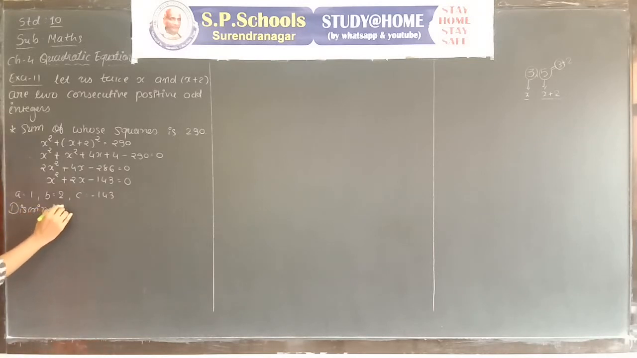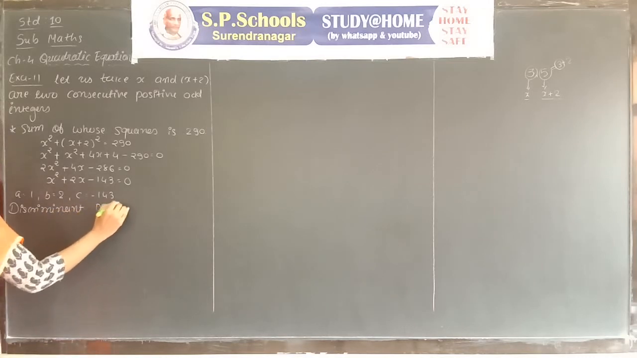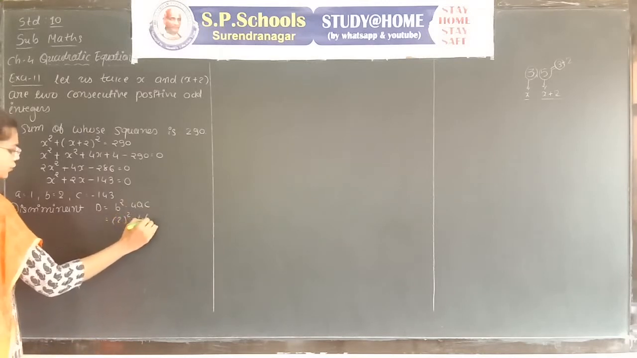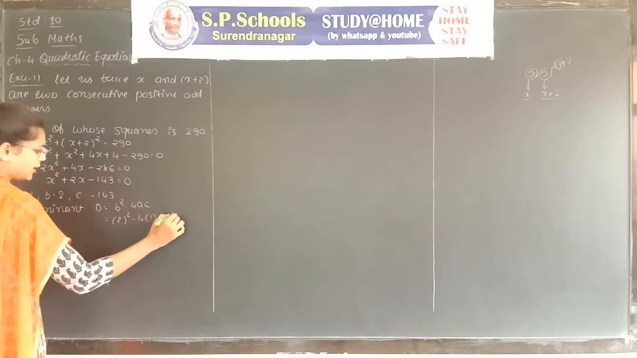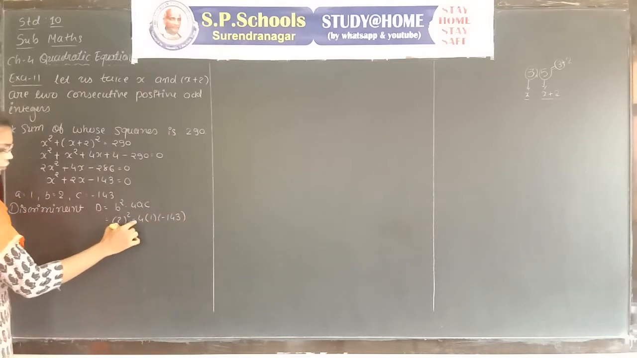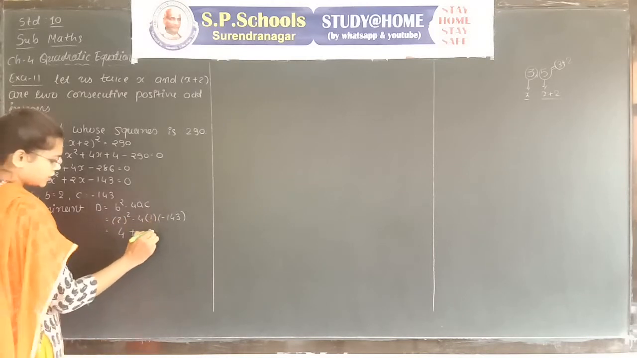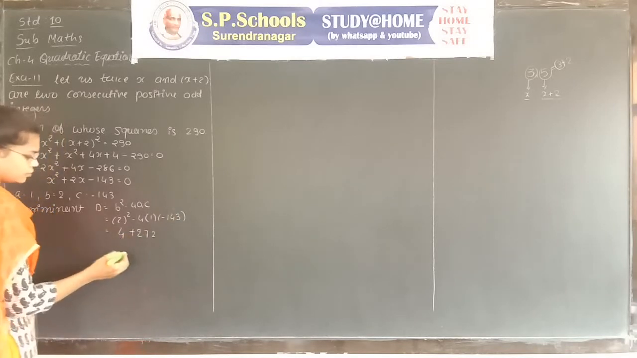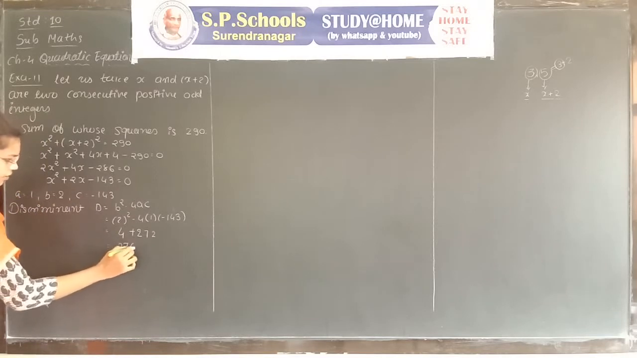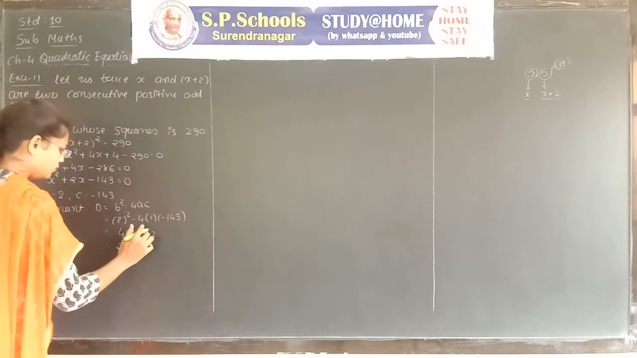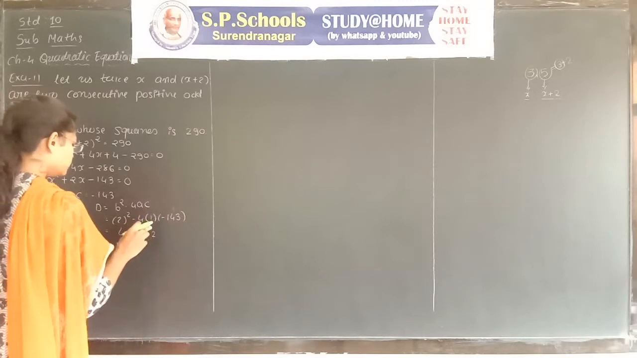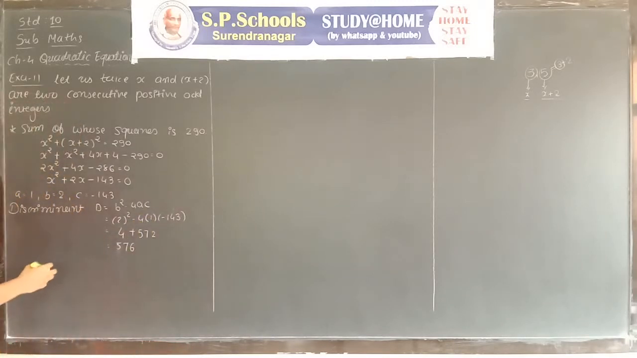Discriminant D is equal to b square minus 4ac, where b square is the square of 2, minus 4, a is 1 and c is minus 143. 2 square is 4, minus minus becomes plus, 4 times 143 is 572, which gives 576. 576 is the value of the discriminant.